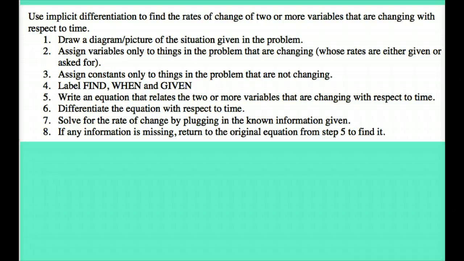So here are the steps for doing related rates problems. Make sure to always draw a picture. It's always going to help out with what's happening. We're going to label everything. And the most important part is this find when given section. That's going to help us as a guide as to what we're looking for, what information we have, and hopefully how to solve this. And remember, a lot of this does use geometric shapes.